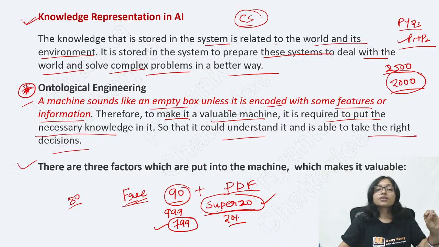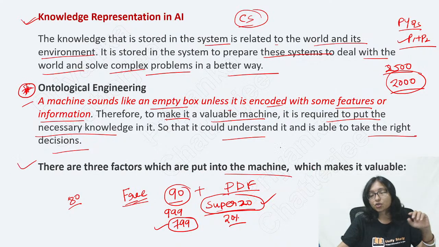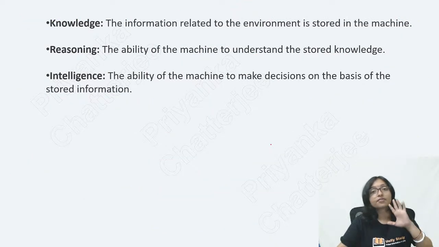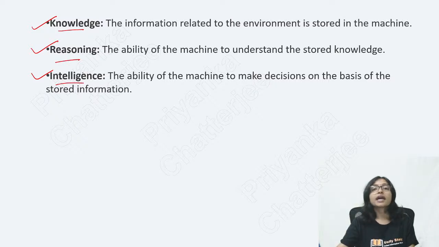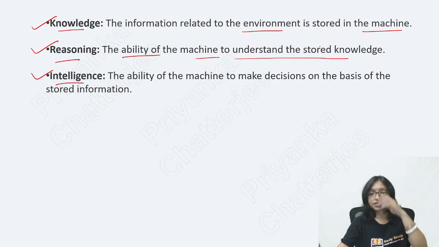Okay. There are 3 factors to put into the machine. What are the 3 factors? These theories are very, very important. First one is knowledge, next one is reasoning, next one is intelligence. Knowledge means the information related to the environment is stored in the machine. That is called knowledge. What is reasoning? Reasoning means the ability of the machine to understand the stored knowledge.